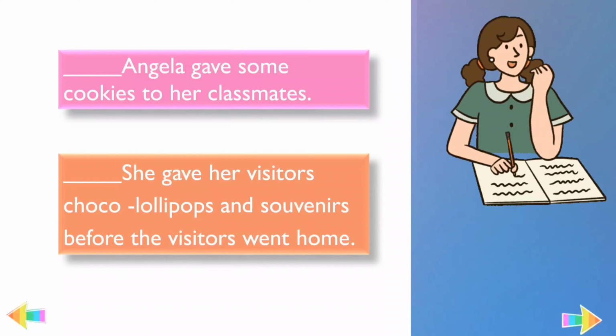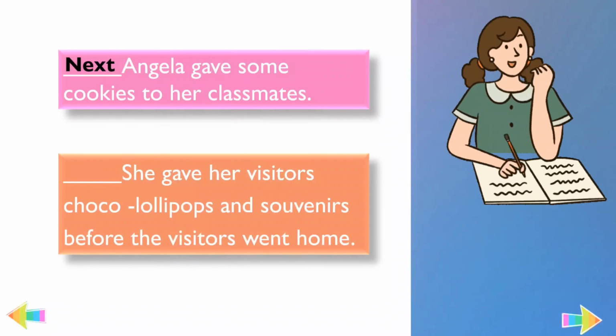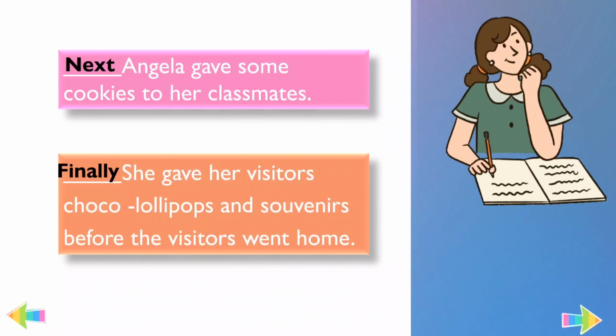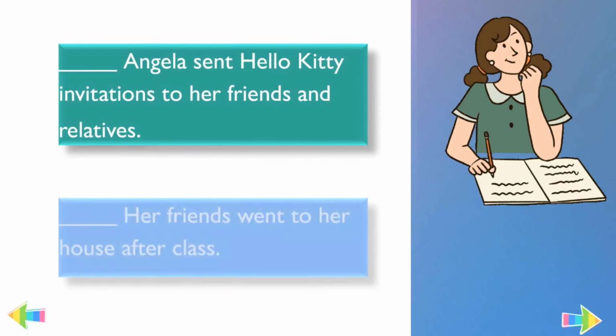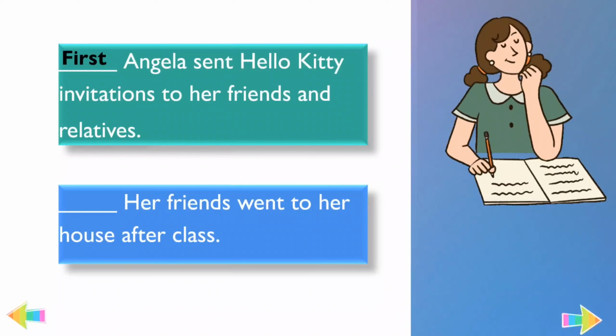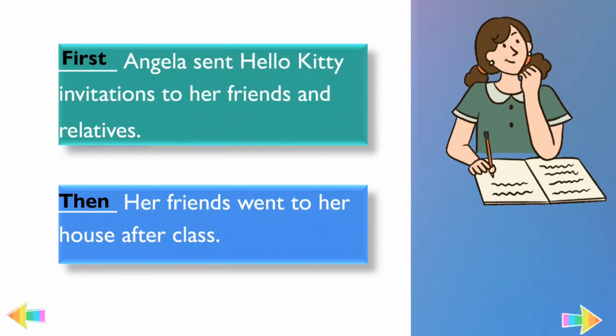And here are the correct answers for each sentence. Next, Angela gave some cookies to her classmates. Finally, she gave her visitors chocolate lollipops and souvenirs before the visitors went home. First, Angela sent Hello Kitty invitations to her friends and relatives. Then, her friends went to her house after class.